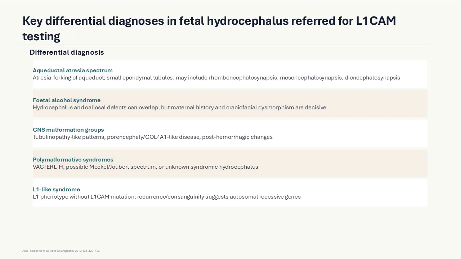For differential diagnosis, the main message is to avoid treating all fetal hydrocephalus as equivalent. Aqueductal atresia forking is the key histologic mimic and should be separated from L1-associated stenosis. Fetal alcohol syndrome can overlap through hydrocephalus and callosal defects, but maternal history and craniofacial dysmorphism are decisive. Other groups include tubulinopathy-like malformations, collagen type 4 alpha 1, or COL4A1-like porencephaly, post-hemorrhagic changes, vertebral, anal, cardiac, tracheoesophageal, renal, and limb anomalies with hydrocephalus, abbreviated VACTERL-H, Meckel or Joubert spectrum, and the L1-like phenocopy group.